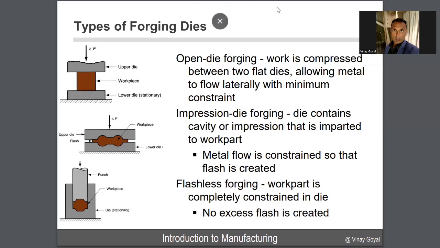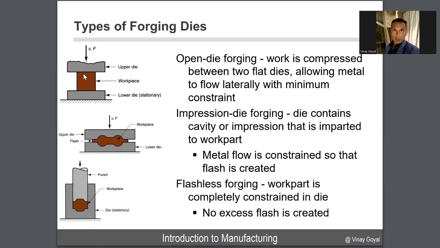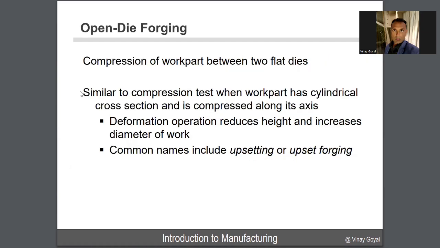So going back to open die forging, that's a compression of the work part between two flat dies. It's similar to a compression test when the work part has a single cross section and is compressed along its axis. In other words, there's a test that people do where they take a part and compress it to understand the properties. So this is what that's trying to say. The deformation operation reduces the height but increases the diameter of the work. A common name for this is upsetting or upset forging.